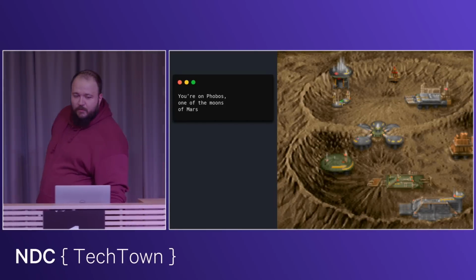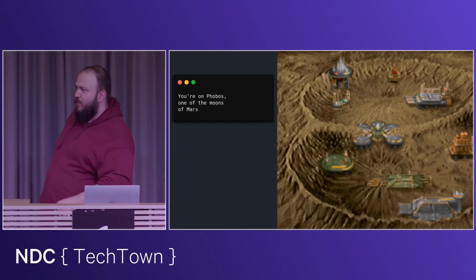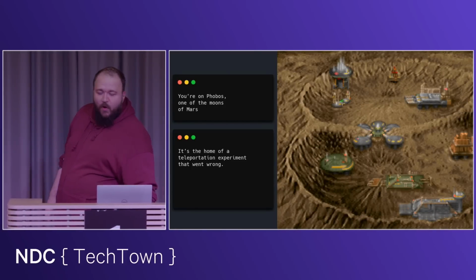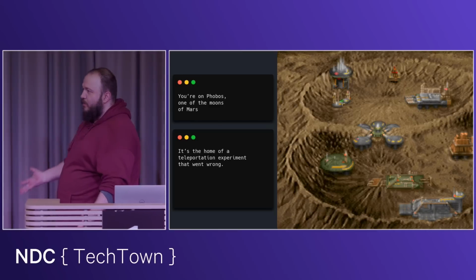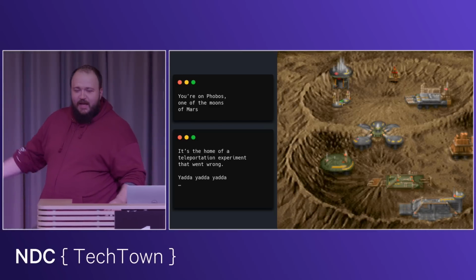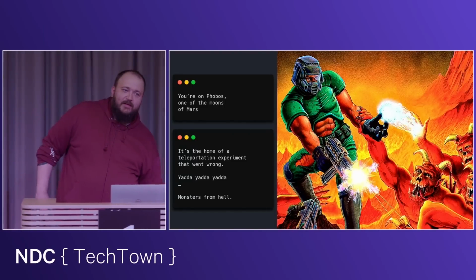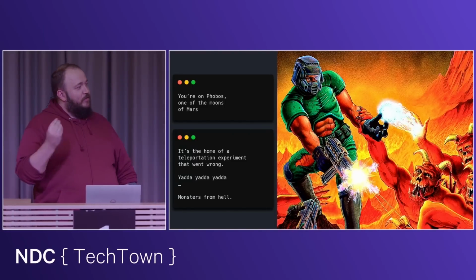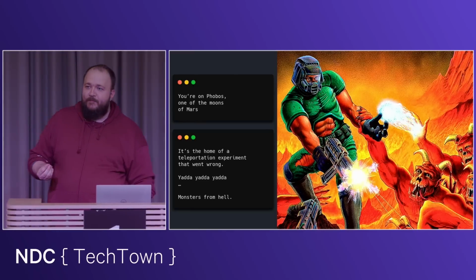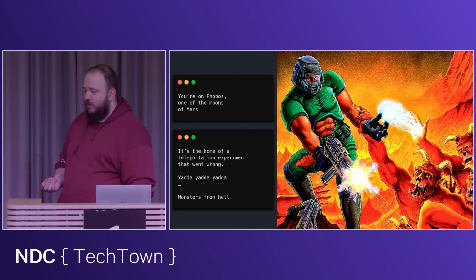You're on Phobos, one of the moons of Mars. You like story, right? Good. It's the home of a teleportation experiment that went wrong. Yada, yada, yada, demons from hell. Right? That is the detailed description of Doom, the video game. You will not find more lore than this, right?